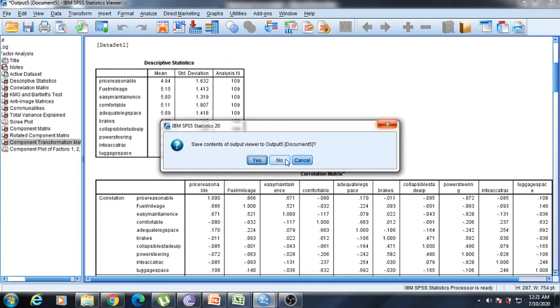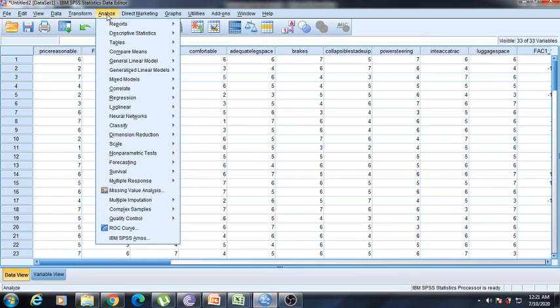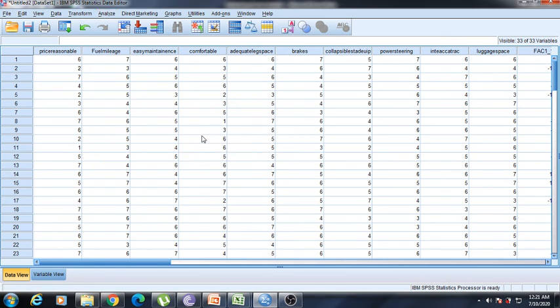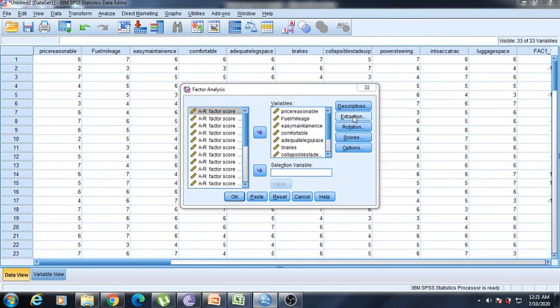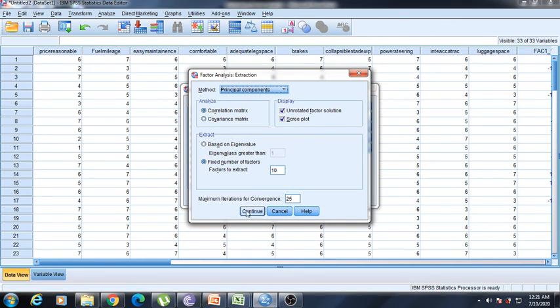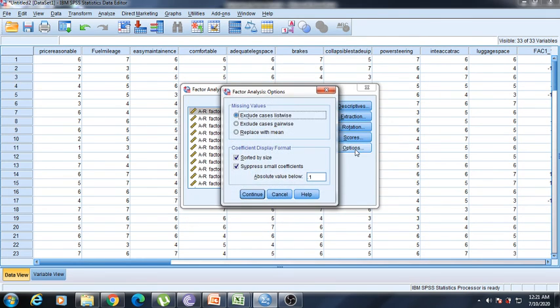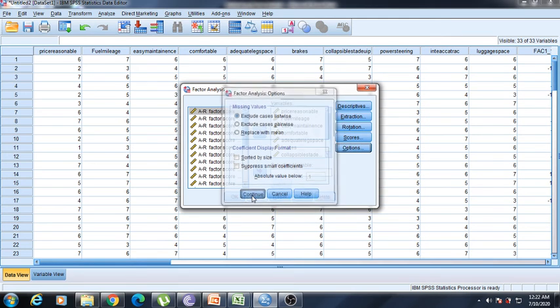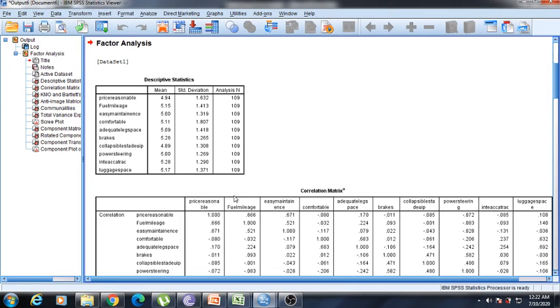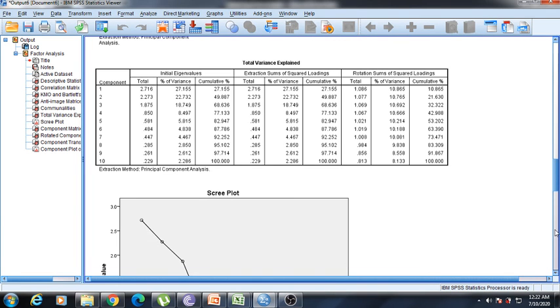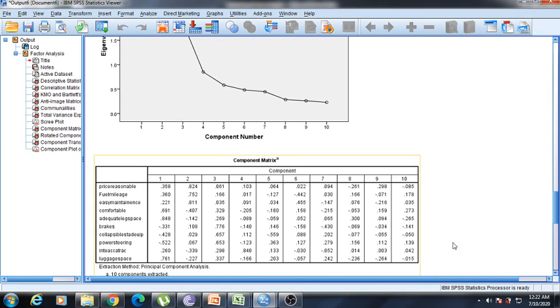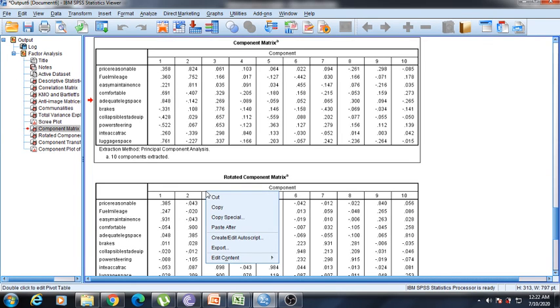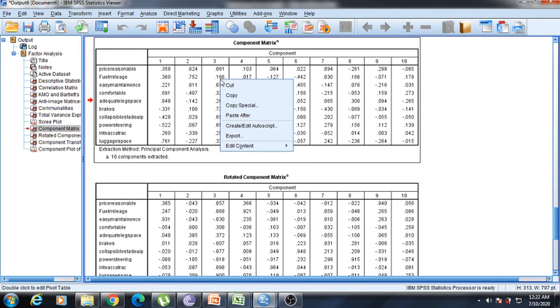Just a moment, I have to close this. We'll go to Analyze, Dimension Reduction, Extraction, and continue. Sorted by size is not required. Total, whatever the value we had earlier. So this is our data, this is our component matrix. You can see here, this is the same matrix.